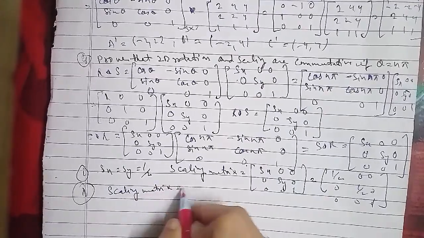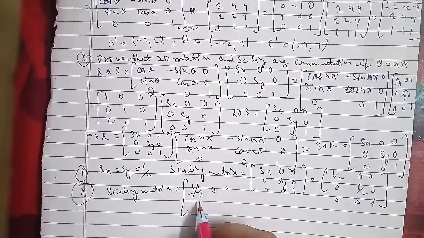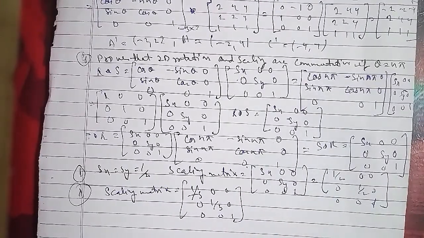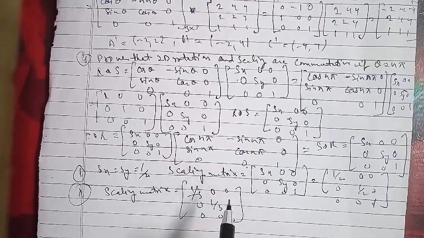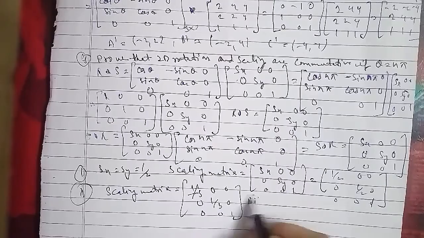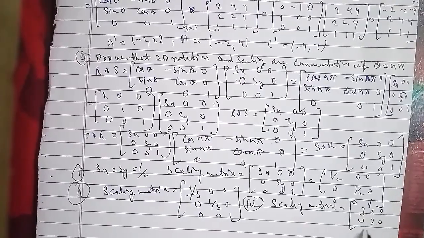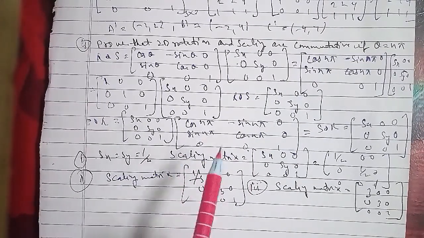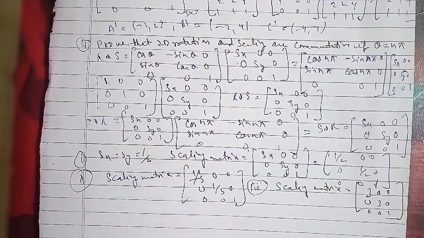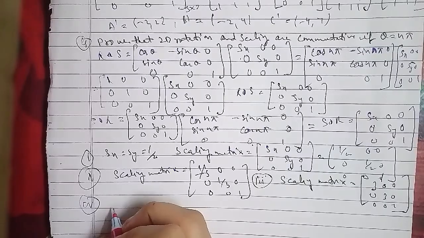Now the third case is that the entire image is 3 times larger than the original image. That means Sx and Sy equal 3. So the scaling matrix is 3 0 0, 0 3 0, 0 0 1. Another question: the x length is reduced to 2/3 of the original value and the y length is unchanged. So Sx equals 2/3 and Sy equals 1, and the scaling matrix equals 2/3 0 0, 0 1 0, 0 0 1.